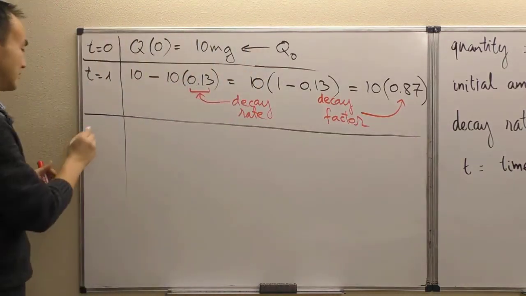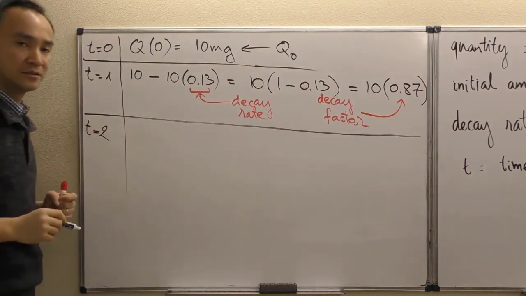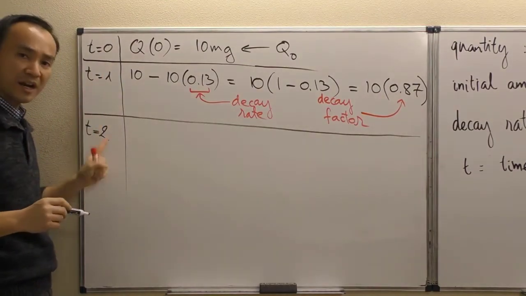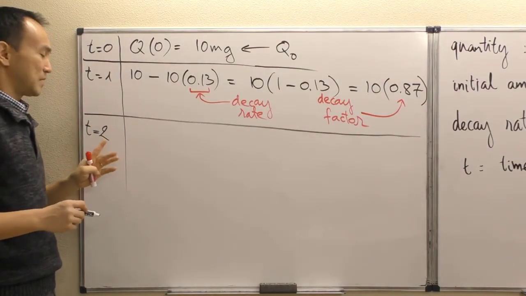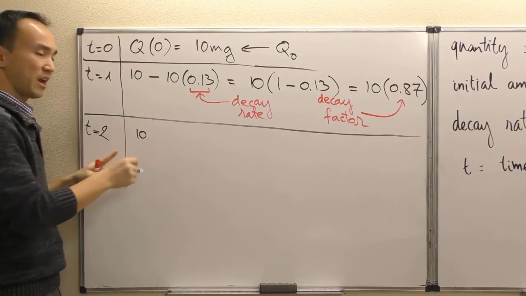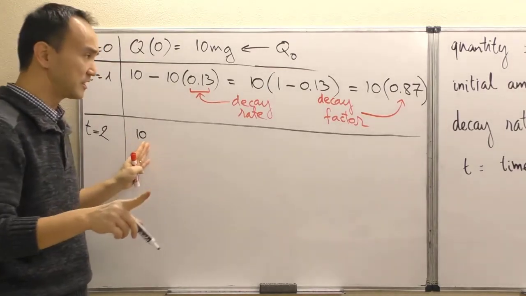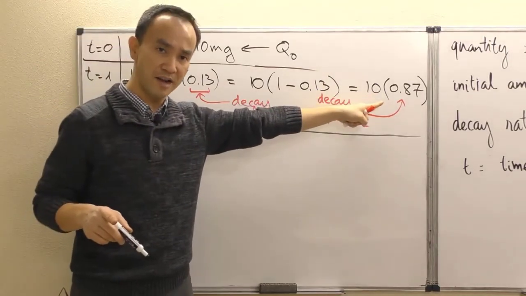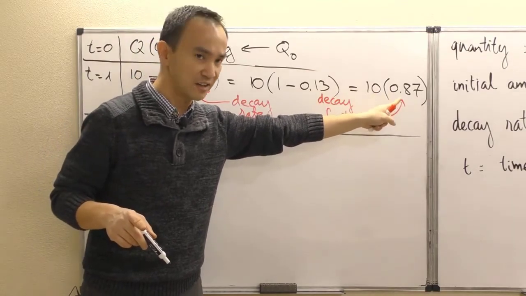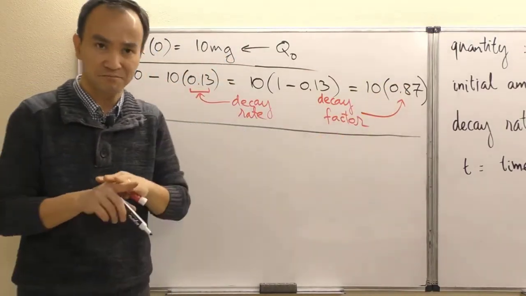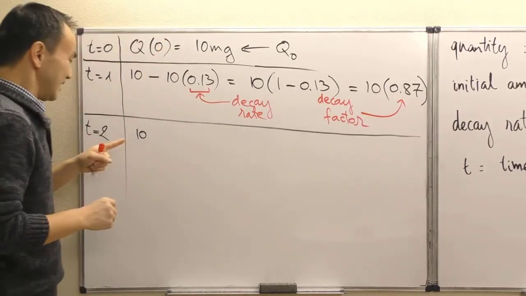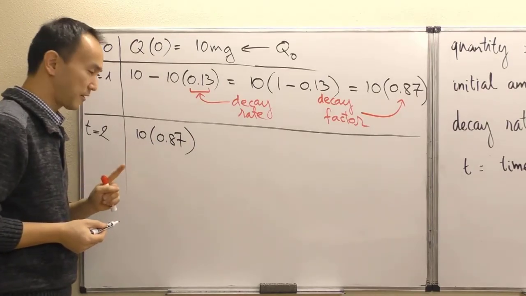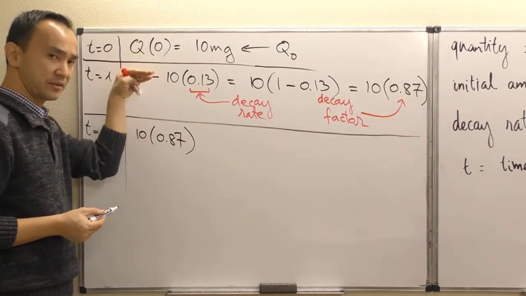So now for 2 days after the initial time, that means another 1 day after t equals 1. So we go from whatever is currently the amount. When it advanced to t equals 2, the current amount now is 10 times 0.87. And I didn't even bother getting a calculated value for that, because that's not my point. So 10 times 0.87 is the current amount, or at least the amount from the previous period.